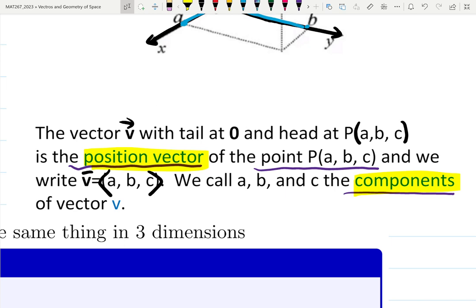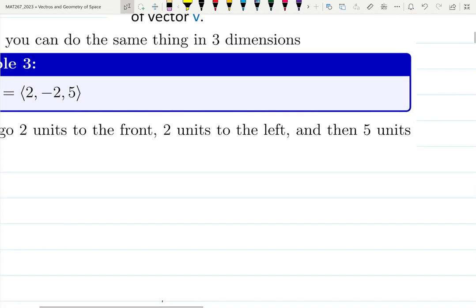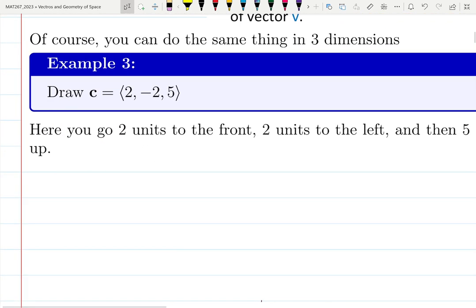Okay, looks good. Let's practice drawing the 3D one. That's harder. C is a vector: 2, minus 2, and 5. Remember tilted brackets, pointy brackets. That means we need to have 2 units on the x-axis, minus 2 units on the y-axis, and 5 units on the z-axis.